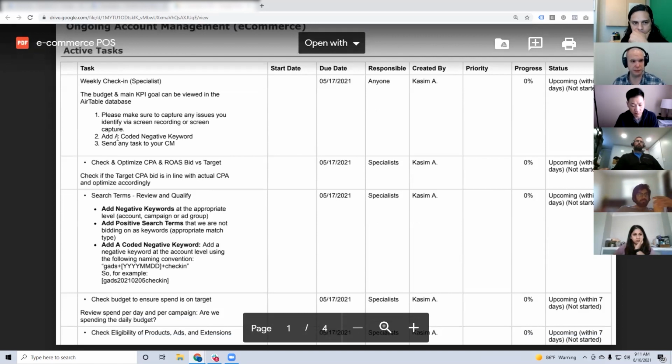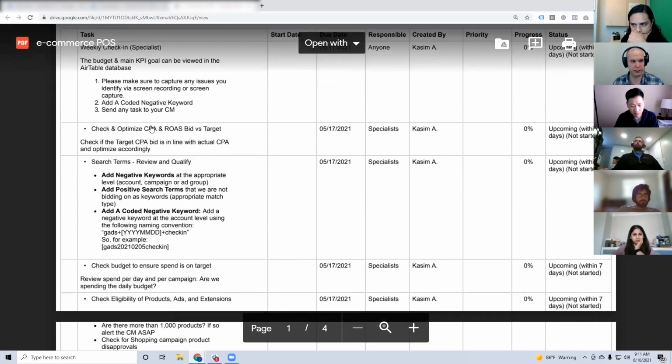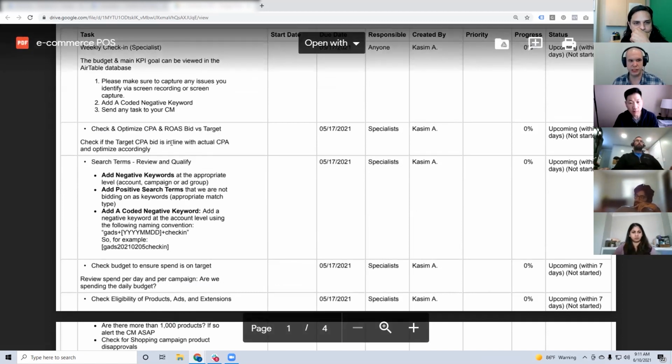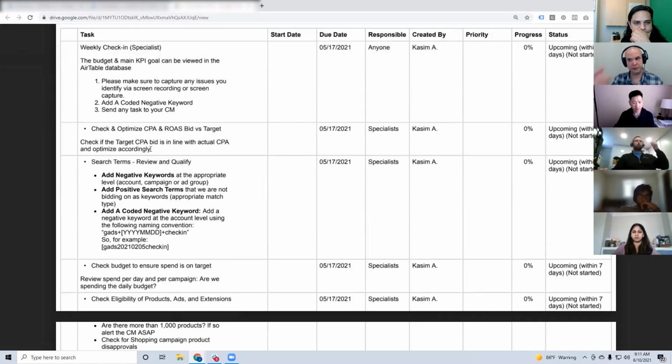We'll skip this part here because this is internal. Check and optimize cost per acquisition and ROAS bid versus target. This is check if the target CPA bid is actually in line with the CPA and optimize accordingly. Fairly self-explanatory. Make sure that what your target CPA bid is what you're getting. If your target CPA bids are too low and your CPA is coming in too high, that would be the first thing we'd check: why are we not achieving the target CPA?